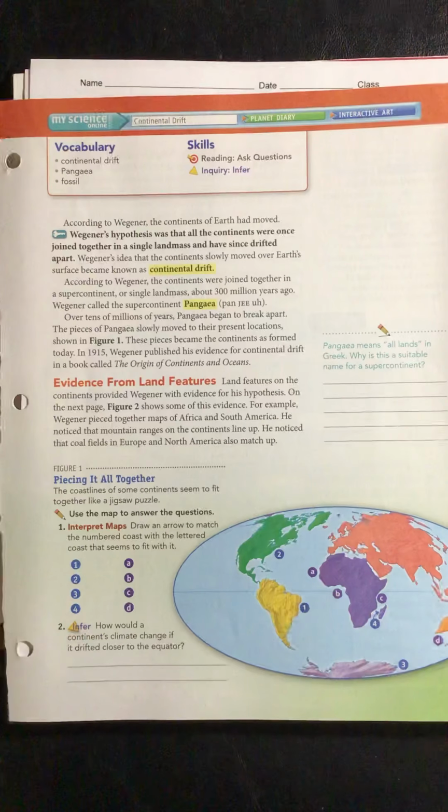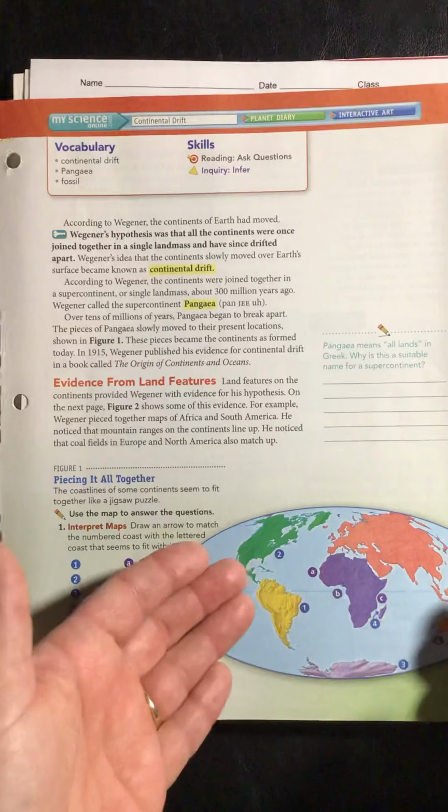Wegener's hypothesis was that all continents were once joined together in a single landmass and since drifted apart. Wegener's idea that the continents slowly moved over Earth's surface became known as continental drift. According to Wegener, the continents were joined together in a supercontinent or single landmass about 300 million years ago. They called that supercontinent Pangaea.